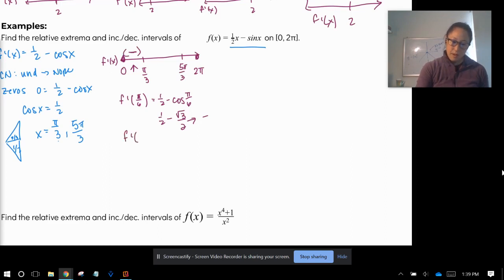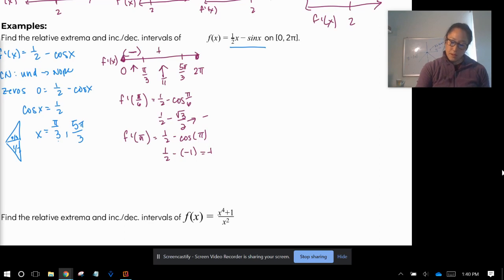F prime of, let's go right here. We're going to put a pi, like pi is in between these values. So 1/2 minus cosine of pi. And cosine of pi is -1. So I get, yes, -1. So this is a positive value, positive.